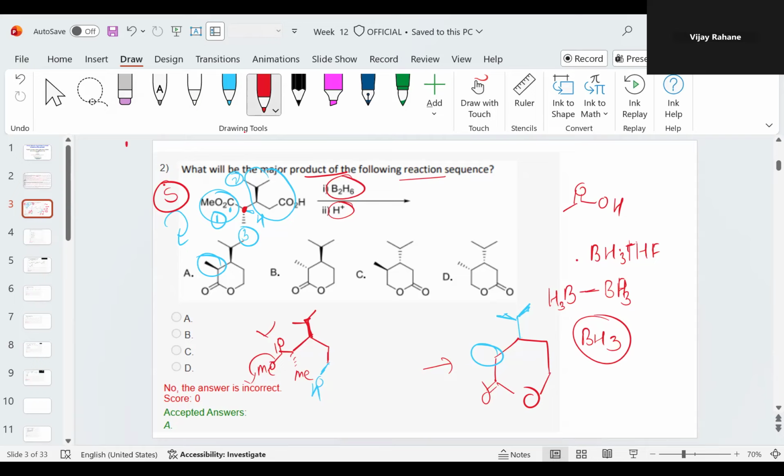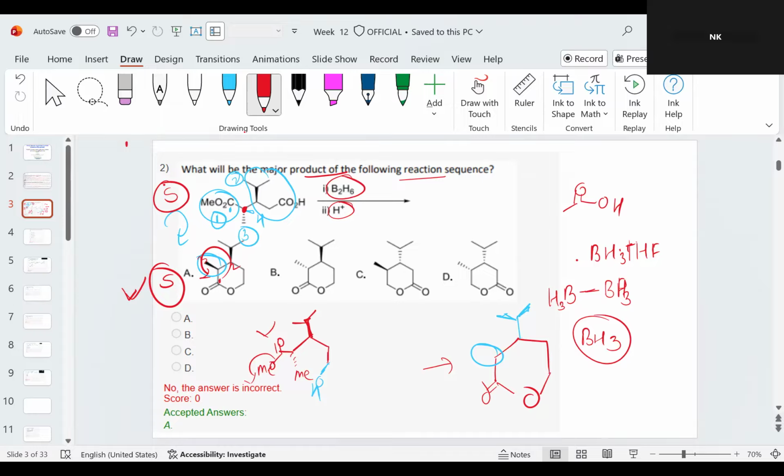If you look at the stereo center on the product, what is here? It will have 1, 2, and 3. So this will be S. So in this answer, the stereo center is preserved. So this is the one at this stereo center. It is okay. Now the question is you are confused between A and B, right?